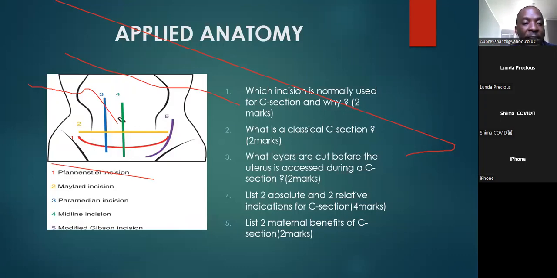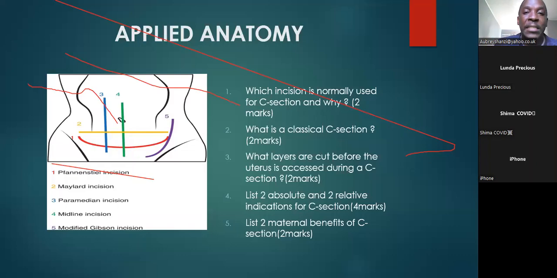What is a classical C-section? Some of you don't still know. We have a tutorial again on that YouTube on what types of C-section. A classical C-section is you cutting in the upper segment of the uterus. It has nothing to do with the incisions on the abdomen. It has something to do with the incision on the uterus.